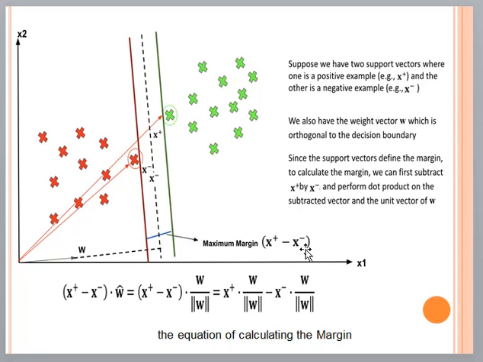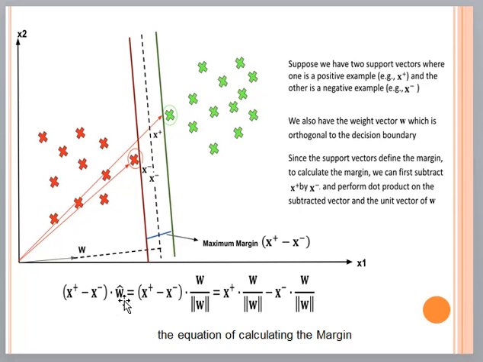Now if I write it in the form of an equation, by using this definition, we are having a dot product of this resultant vector with the unit vector of w, and we have already seen that the unit vector of w can be written as w hat here. So we are taking a dot product of this subtracted value with the unit vector of weight. So it will become x plus minus x minus dot w hat.